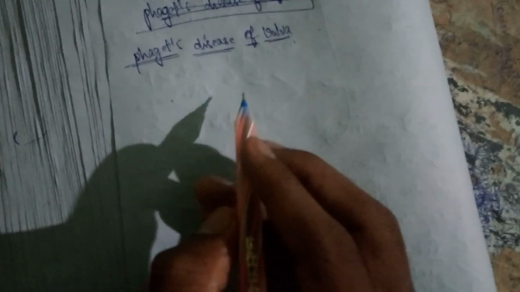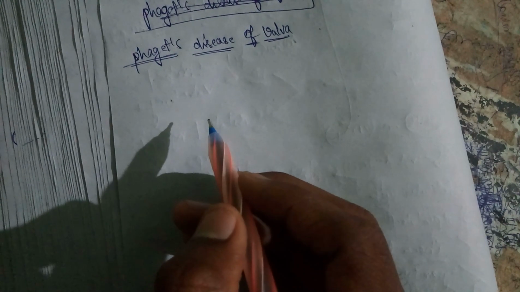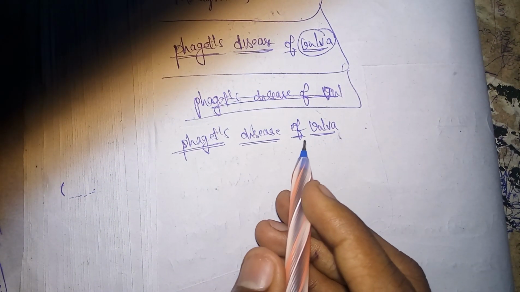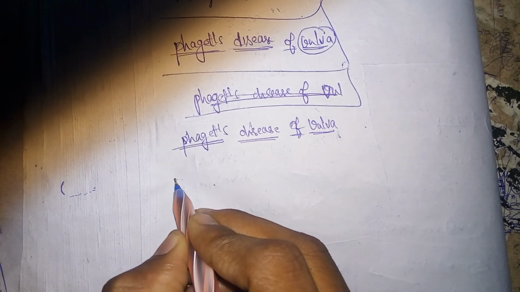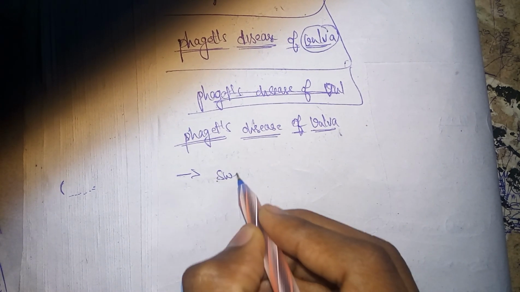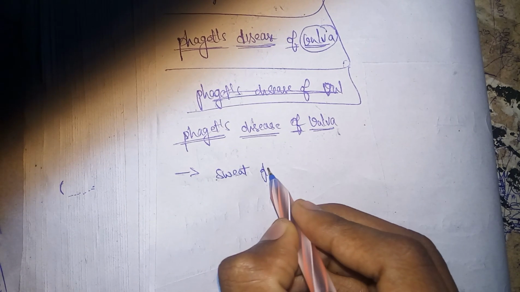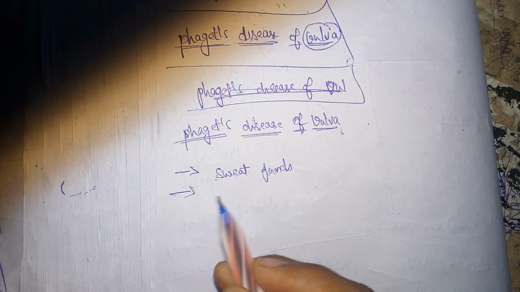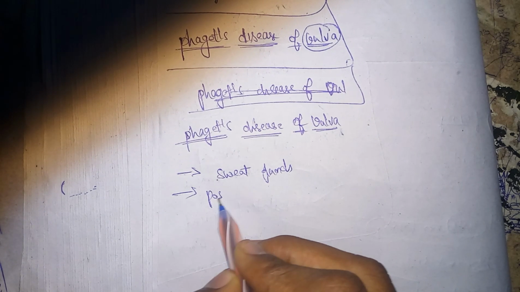Let us discuss Paget disease of vulva. As the name itself indicates, it is the disease involving the vulva. What is Paget disease? It is a neoplasia arising from the sweat glands of the vulva. This is most commonly seen in postmenopausal women.